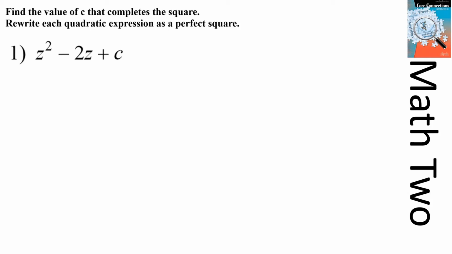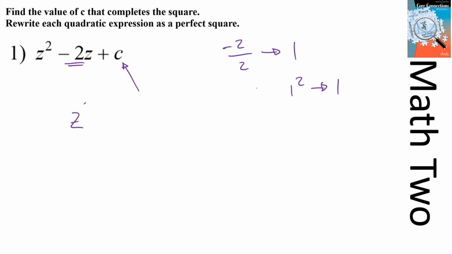Find the value of c that completes the square, and then rewrite each quadratic expression as a perfect square. So if I'm looking at this, in order to complete the square, we're going to take this value -2, and I'm going to take half of that, so -2 divided by 2, and that gives me 1, and then I'm going to square that. 1 squared is the number 1. So what I need to add here, c, would have to be the value 1.